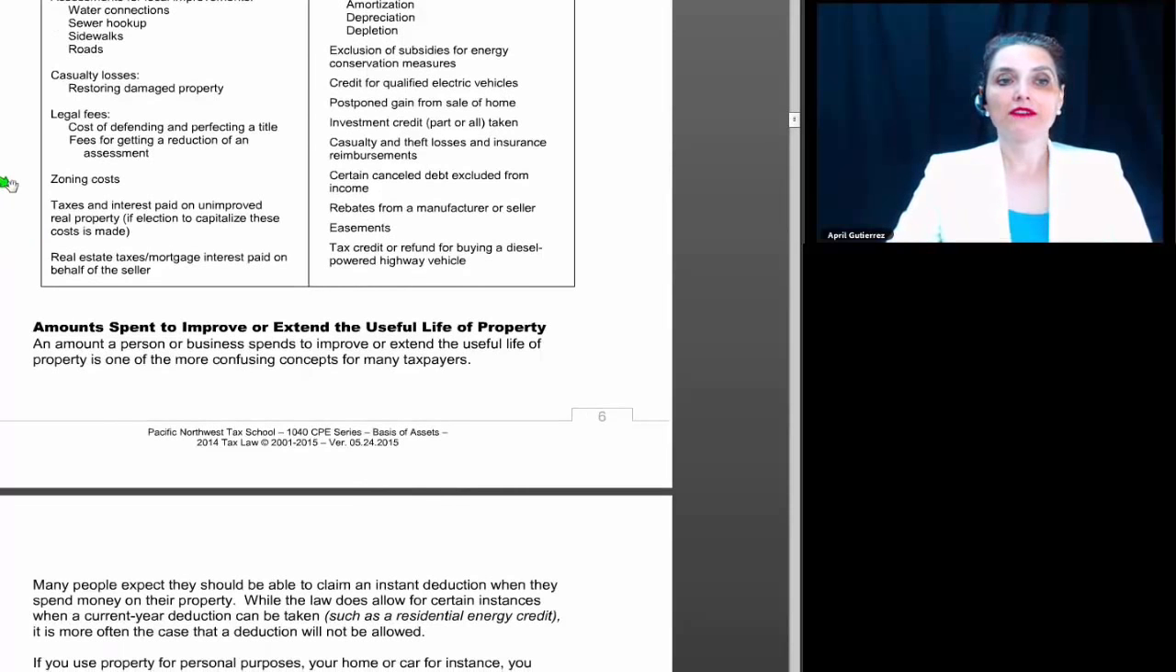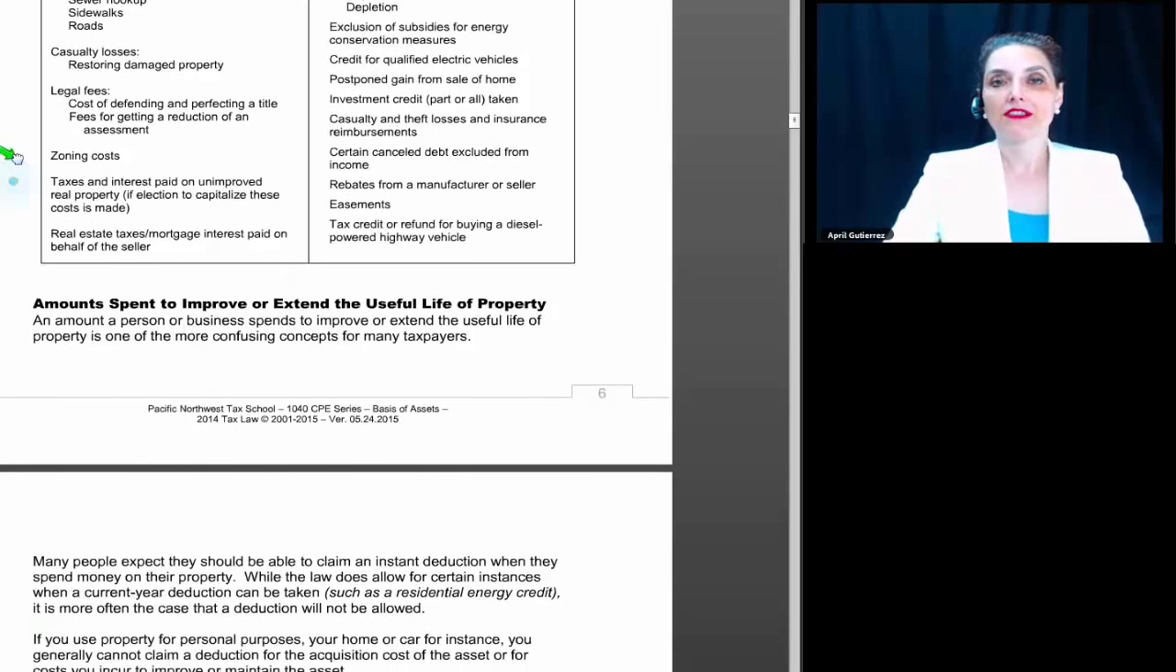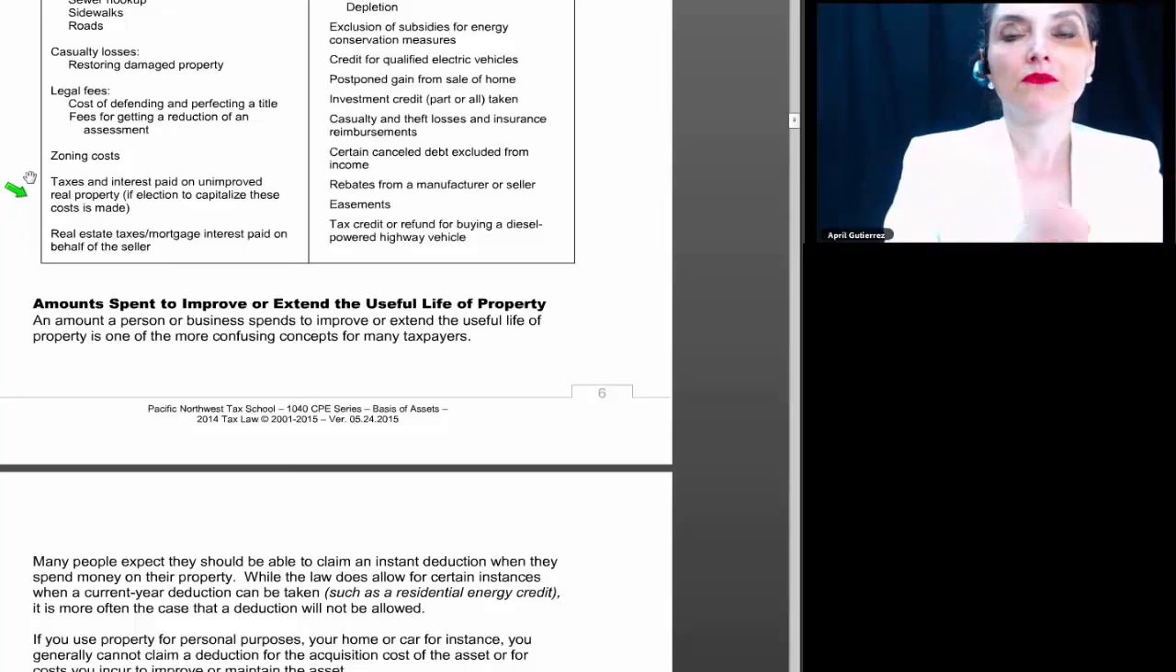The next one we have is zoning costs. You might pay money to have your property zoned for business purposes or zoned for farming purposes. Whatever those fees are that you pay to get your property zoned, those are going to add to your basis. Taxes and interest paid on unimproved real property if the election to capitalize these costs is made. So this is taxes and interest paid on unimproved real property.